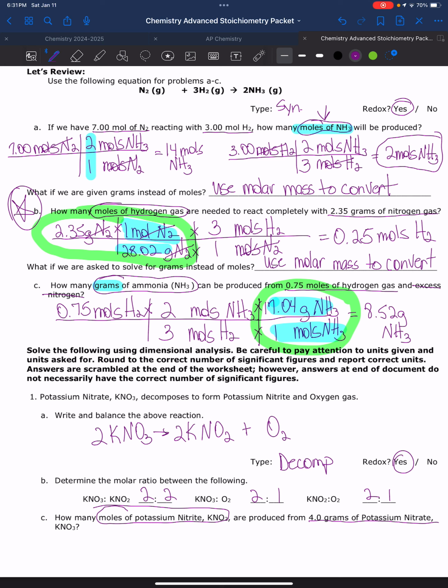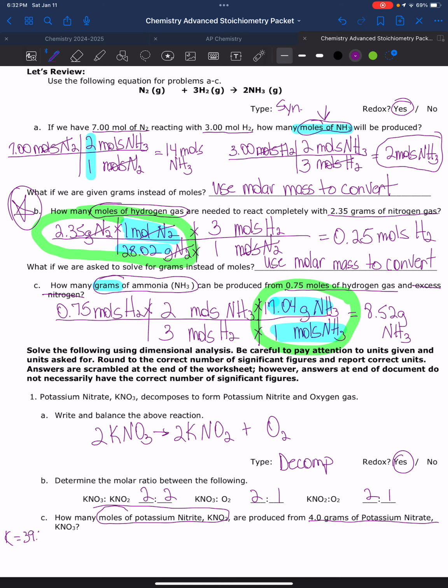So I'm going to find molar mass for potassium nitrate first. Potassium is 39.01. Nitrogen is 14.01. Oxygen, okay, let me type that in again. My calculator had turned off. 39.01 plus 14.01 plus oxygen is 16, and there are 3 of them. So 3 times 16 gives us a molar mass of 101.02.